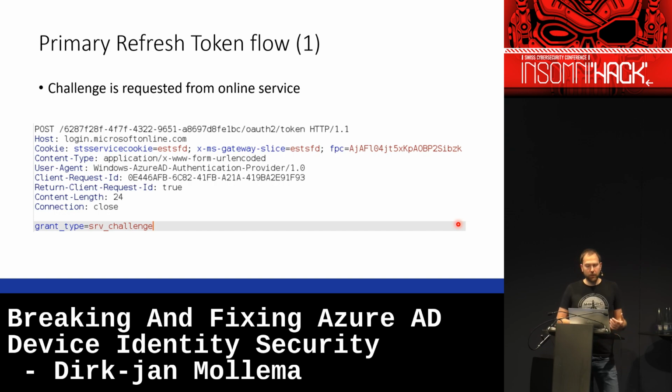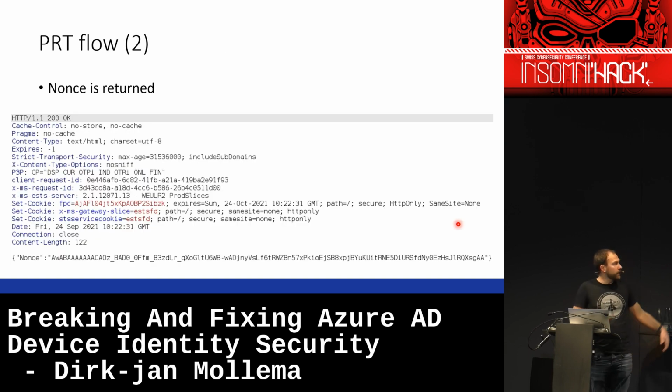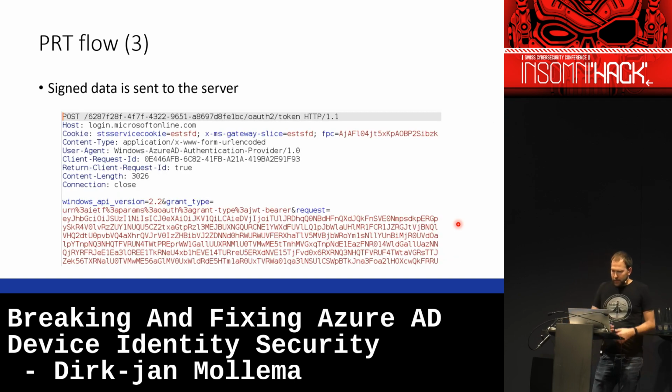So the primary refresh token flow starts off by requesting a challenge. This is quite common in many of these operations. To prevent replay attacks, they always ask for a challenge or a nonce, and the nonce is basically this encrypted string that isn't truly a nonce because you can use it multiple times, but it does expire after like 5 minutes. So if you do a cryptographic operation with this nonce, then 5 minutes later you wouldn't be able to do it anymore because the nonce expired. So it first asks for a nonce, and then it sends some signed data to the server.